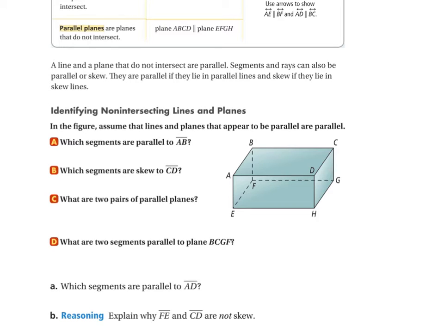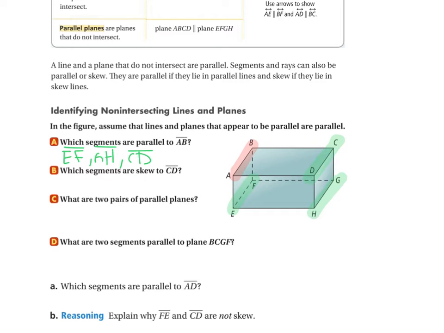Okay, so in the figure, assume the lines that appear to be parallel are parallel. Which segments are parallel to AB? We've done this one before. Well, it looks like EF, GH, and CD. Remember, we're talking about segments, so we need to write the segment symbol. So EF, GH, and CD.